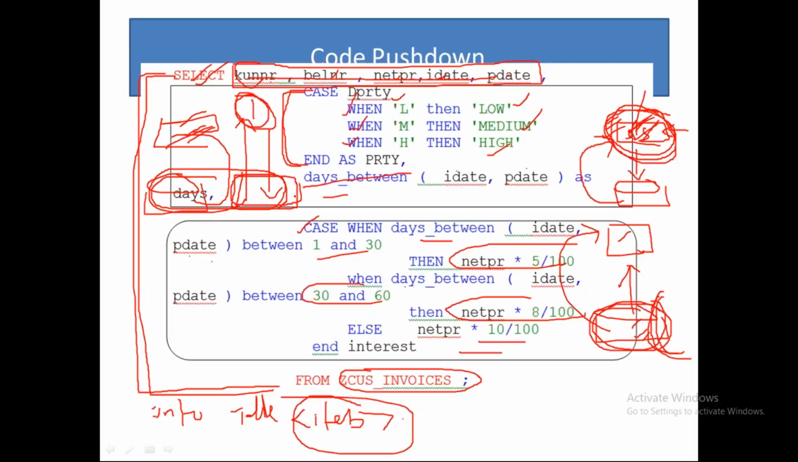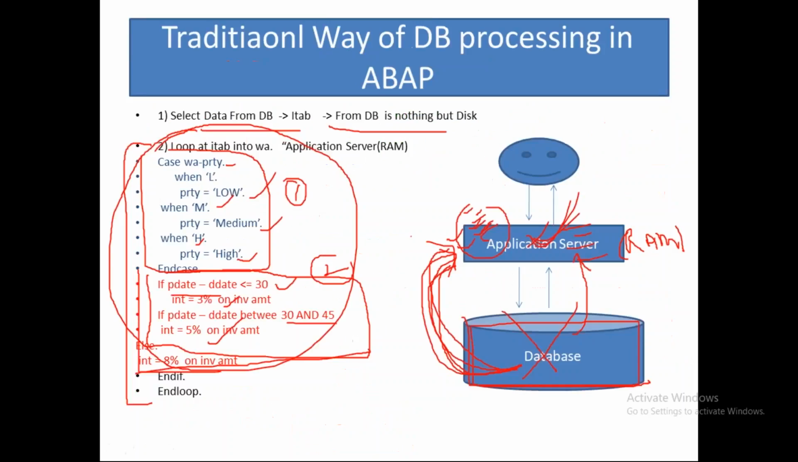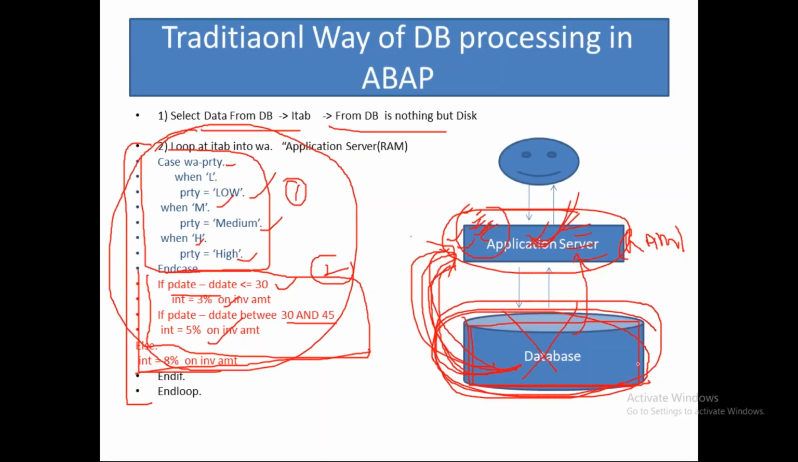So this is known as code push down. You are pushing your calculations here. This is one level, the database, and the internal table. Here your calculations are happening. Now my calculations are happening here itself, because this database is not my hard disk now. This database is my RAM. Database doesn't always mean hard disk. When it is HANA, you can replace the word database with in-memory.